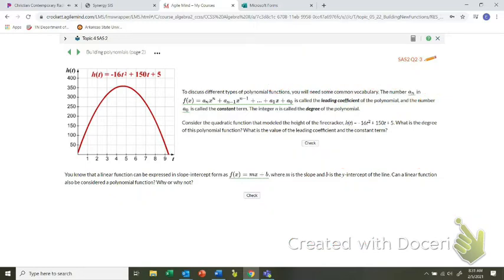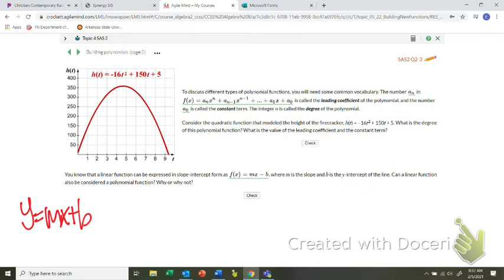All right, number 3. Down here at the bottom it says, you know that a linear function can be expressed as slope-intercept form, y equals mx plus b, where m is the slope and b is the y-intercept. Can a linear function be considered a polynomial function? Why, Tiara? I have a number, and I have a letter, and I also have a what? I also have an exponent, a power. What is the exponent? 1.